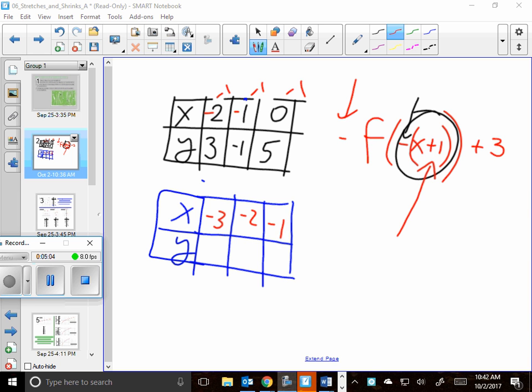That negative is telling me to flip it. But what does that look like number-wise? Make it the opposite of, or multiply by -1. So I'm going to multiply all my y's by -1 times -1 times -1 times -1. And then I'm going to add 3 to them. Plus 3, plus 3, plus 3.